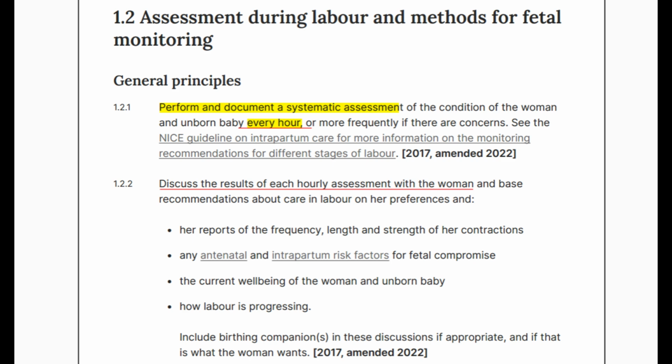General principles. Perform and document a systematic assessment of the condition of the woman and unborn baby every hour, or more frequently if there are concerns. Discuss the results of each hourly assessment with the woman and base recommendations about care in labor on her preferences and her reports of the frequency, length, and strength of her contractions, or any antenatal and intrapartum risk factors for fetal compromise, the current well-being of the woman and unborn baby, and how labor is progressing. Include birthing companions in these discussions if appropriate, and if that is what the woman wants.